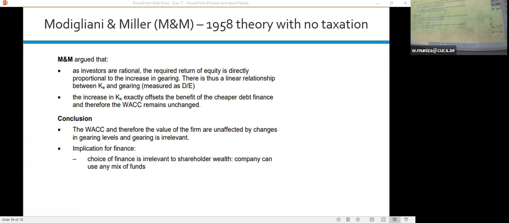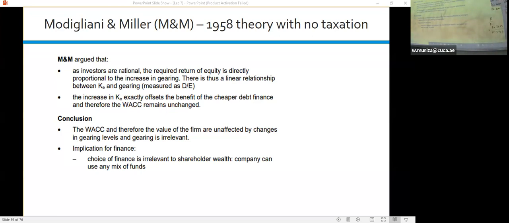Then we have the Modigliani and Miller method, the M&M theory. The M&M theory has two parts, one without tax and one with tax. One theory presented by M&M was based on the assumption that there is no tax, which is obviously not going to happen. There is tax in every economy. So the first part of this theory is based upon the fact that there is no tax.